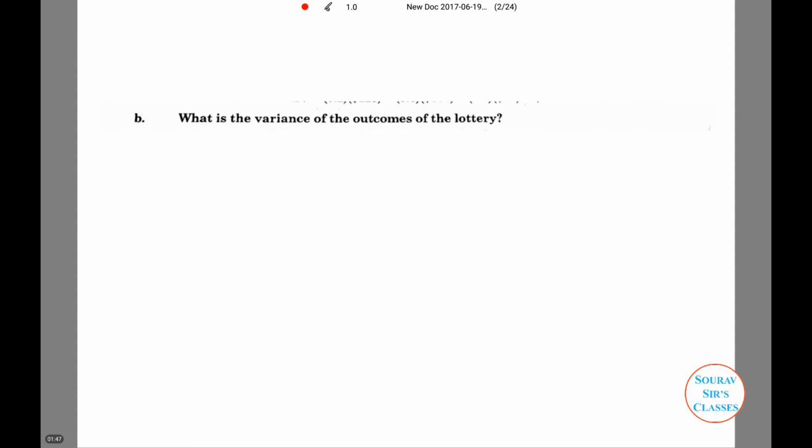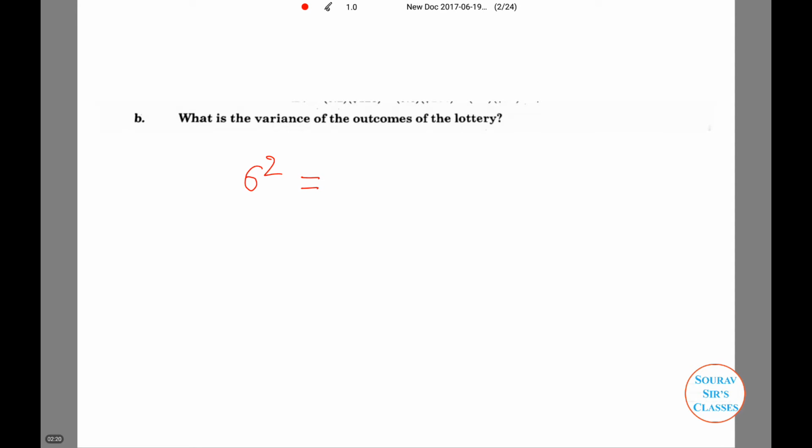Moving on. Now, we try to find the variance of the outcomes of the lottery. The variance is the sum of square deviations from the mean. We denote it by sigma square. Over here, from the previous question, we found out that the mean is $80 when weighted by their probabilities. Now we find sigma square.